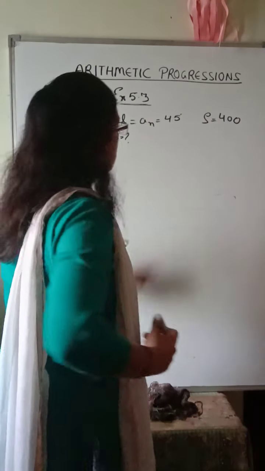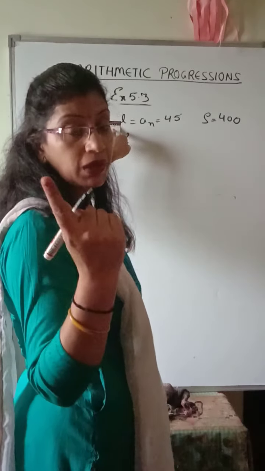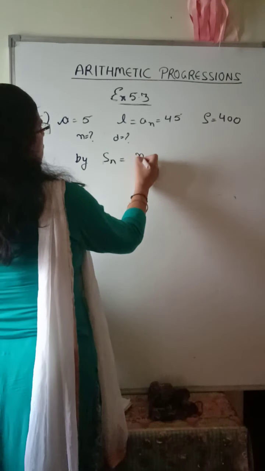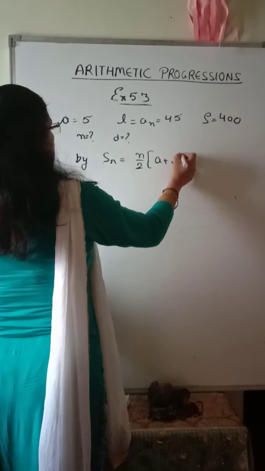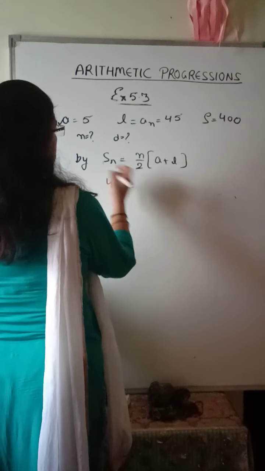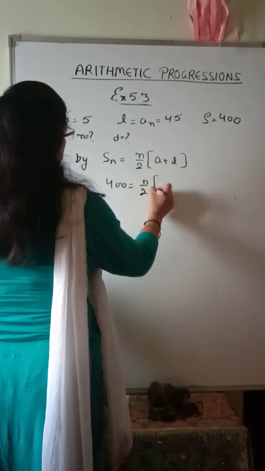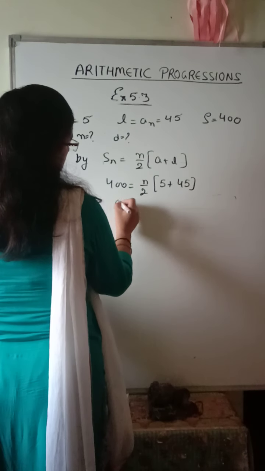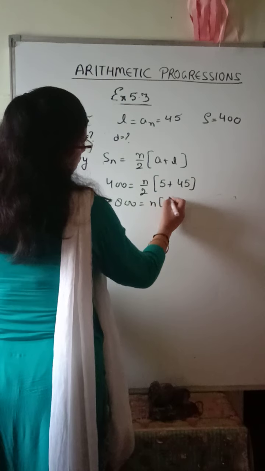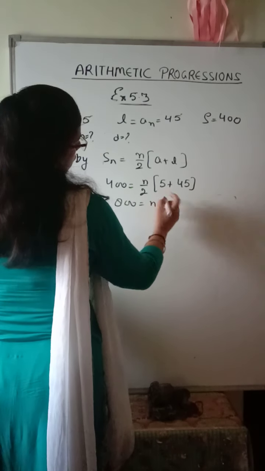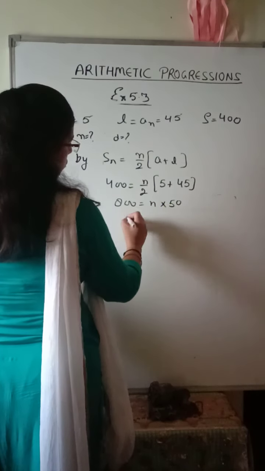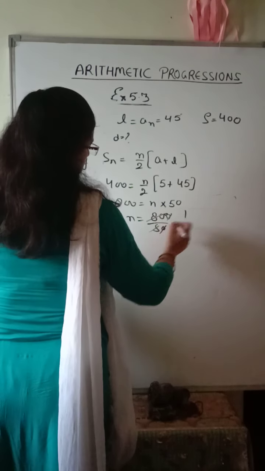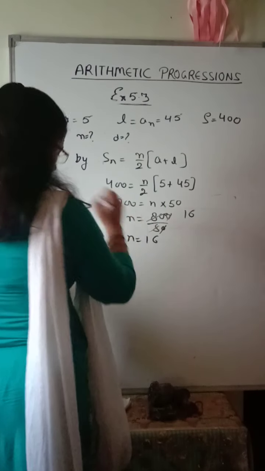Okay, S is given to you, L is given, so which formula will be used? The A plus L one. Okay, so we will write sum of n terms equals n by 2 times A plus L. Sum of n terms is 400. What do we need to find? n. n by 2, what is given to A, L is also given, 45. Send the 2 over here, so it becomes 800. n into 45 plus 5, 50. Send the 50 over here. So n equals 800 divided by 50. 5 16s are 80, so n equals 16.